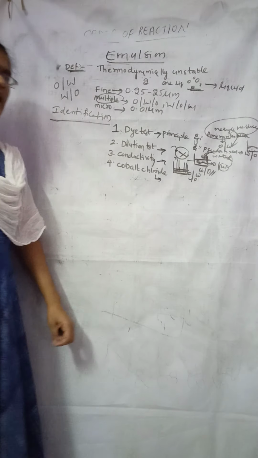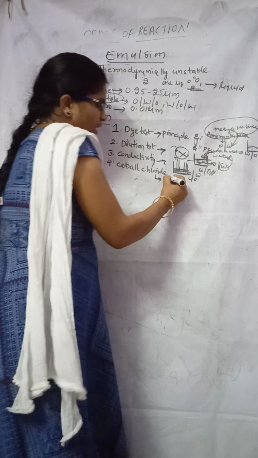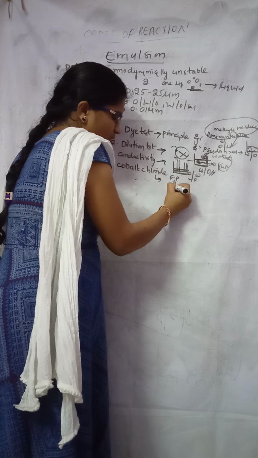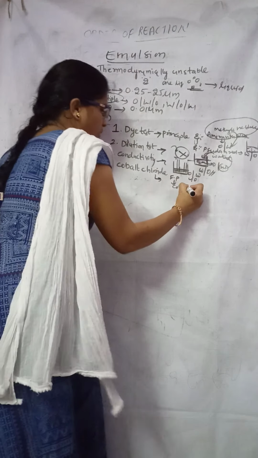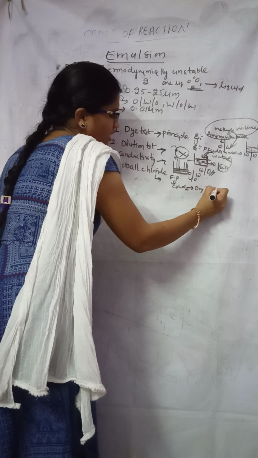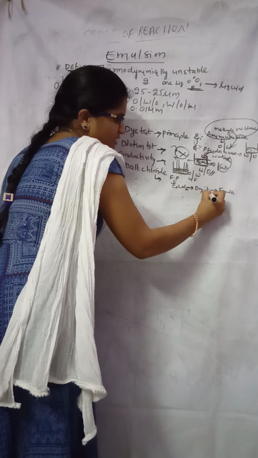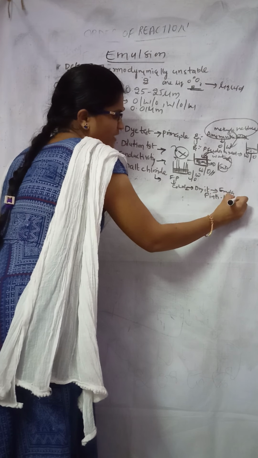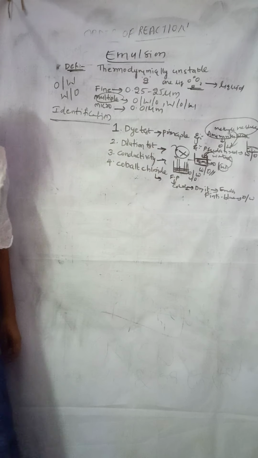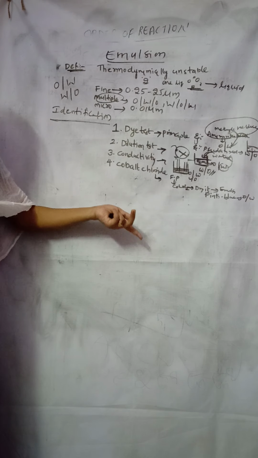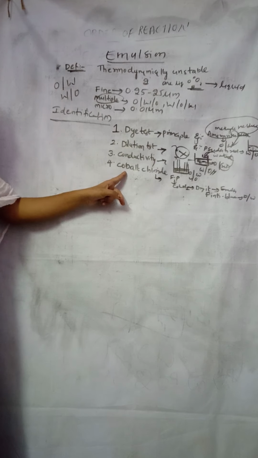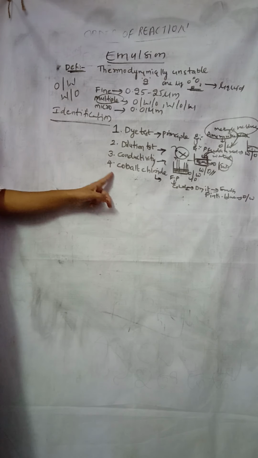Next is cobalt chloride. You take a filter paper, dip it in cobalt chloride, dry it and keep it in the emulsion. If the color changes from pink to blue, you can say it is oil in water. Otherwise it is water in oil. So this is how to identify the emulsion by using the cobalt chloride test. These are the 4 identification tests for the emulsion.